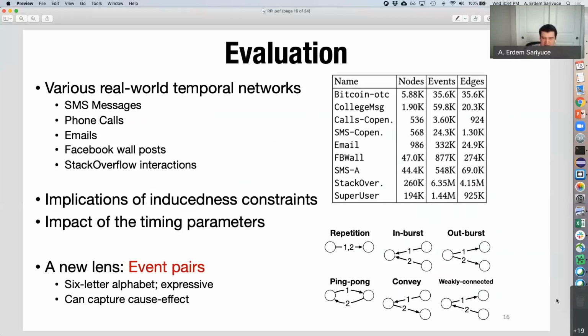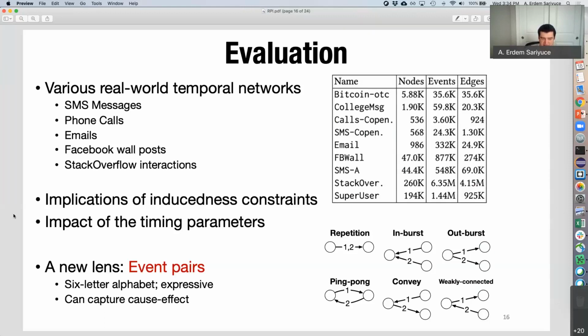So we'll basically look at two things: implications of these inducedness constraints and the impact of the timing parameters. We went up to 4 nodes and 4 events, which has a bigger spectrum than the 36. I think it goes up to 418. And we see how the counts behave and what happens when you vary a particular parameter.